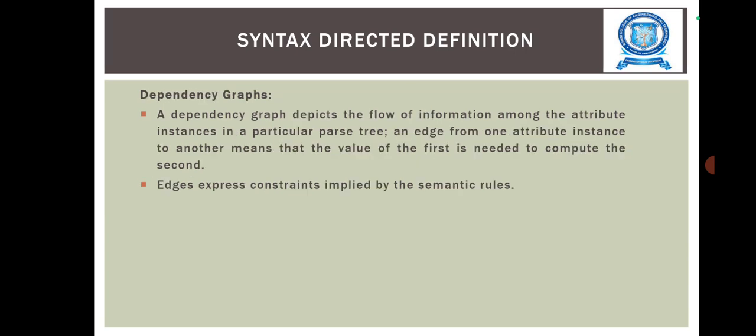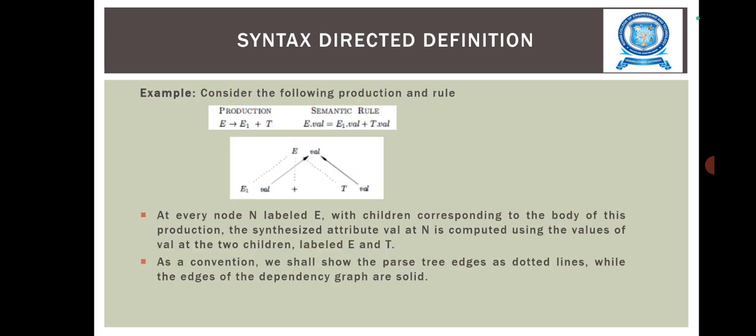Dependency graph. A dependency graph depicts the flow of information among the attribute instances in a particular parse tree. An edge from one attribute instance to another means that the value of the first is needed to compute the second. Here the edges express constraints implied by the semantic rules. Consider the following production rule. This diagram shows every node n labeled E with children corresponding to the body of this production. The synthesized attribute val at n is computed using the values of val at the two children labeled E and T.